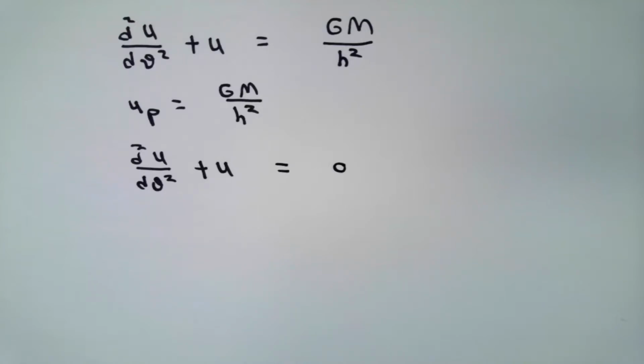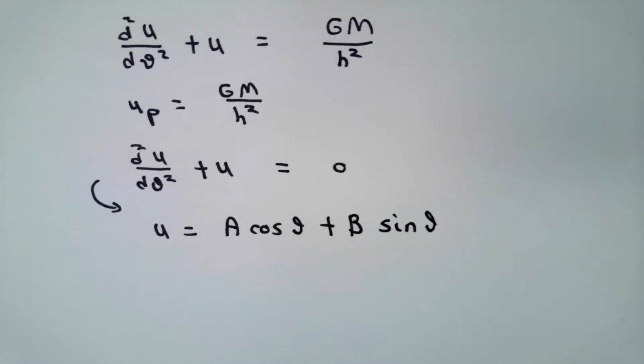This last differential equation is well known. Its solution can be expressed in closed form. u, for the homogeneous equation, is going to be a linear combination of cosine theta and sine theta. Here, the a and the b are constants.